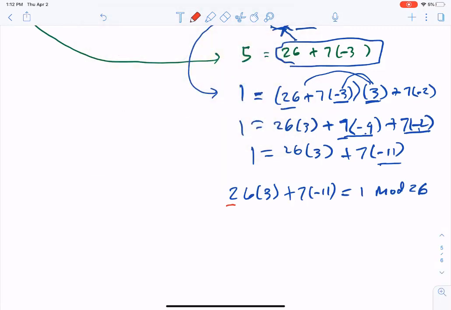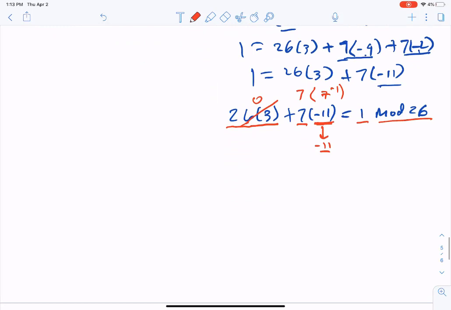If you have any multiple of 26, which is 26 times 3, mod 26, that's going to equal 0. So you can ignore that part. This is the 7, and this is the inverse. What I'm saying is this is 7 times the inverse of 7, which is going to equal 1. So I now know that negative 11 would be the inverse, but I still have to mod it by 26. So negative 11 is what I'm looking for. It's just not the answer because I can't have a negative answer.